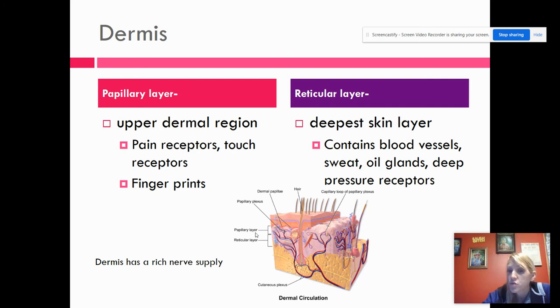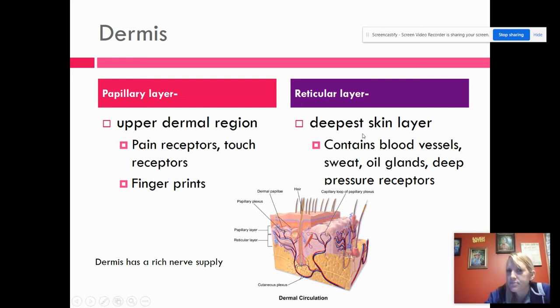Your fingerprint, so when you take your fingerprint, if you have to get a job where you take your fingerprint, or if you do it for the lab that we're going to do, that's on the papillary layer, which you'll need to know. So if you burn your fingerprints off, that means you burned off your papillary layer with all the pain receptors, so it would hurt really bad.